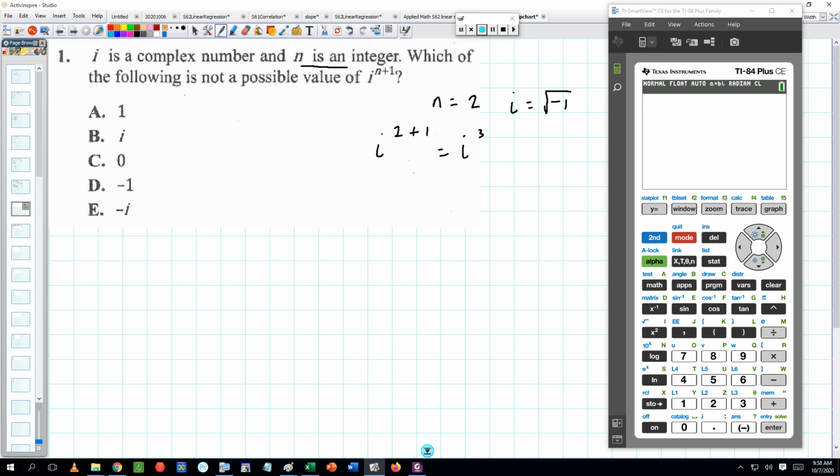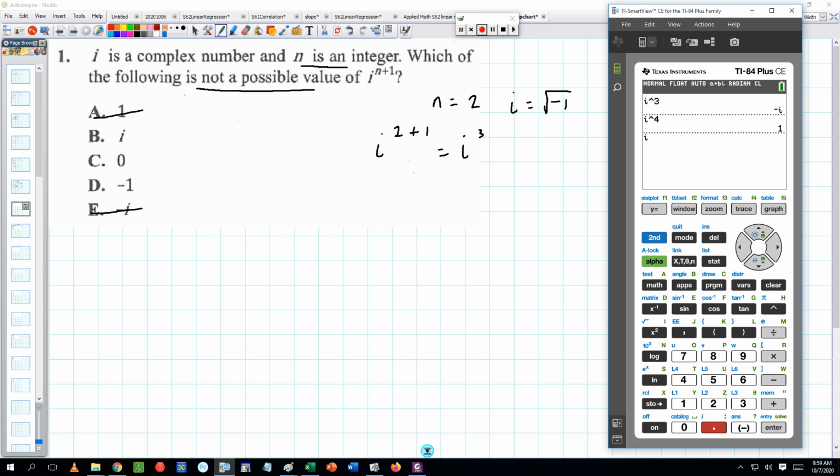And then I'm just going to start taking values, not at random, but to see which of these choices I can cancel out, because I'm trying to find which of the following is not a possible value. Above the decimal at the bottom, you've got an i button. i to the third gives me -i. So I can cancel out choice E. Second, let's raise i to the fourth power. We get +1. We can mark out choice A.